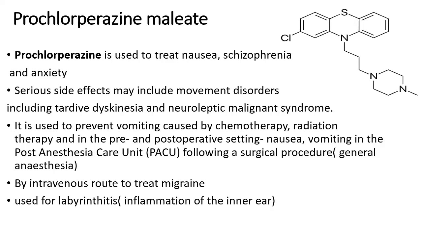The neuroleptic malignant syndrome we have already seen; it is a serious condition which can lead to high fever, variation in BP, variation in heart rate, confusion states, etc. It is also used to prevent vomiting caused by chemotherapy and radiation therapy, mainly in people who are undergoing cancer treatment. So this particular drug is used to prevent the vomiting which occurs during radiation therapy.